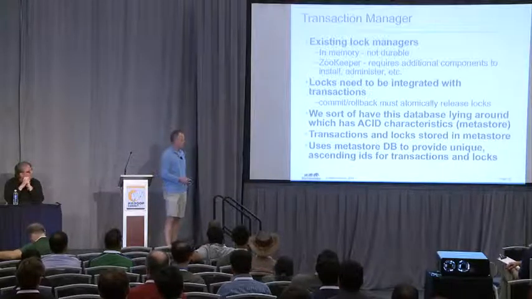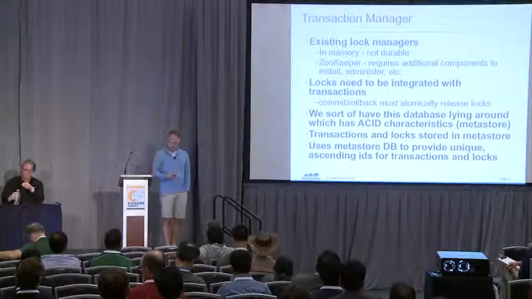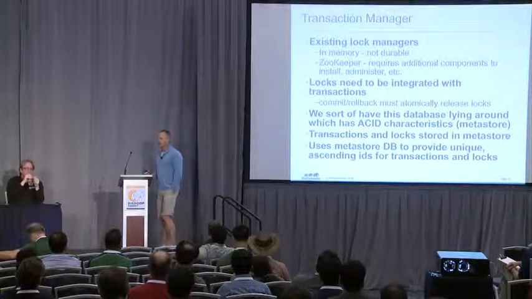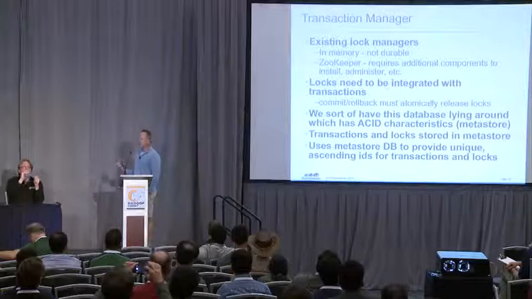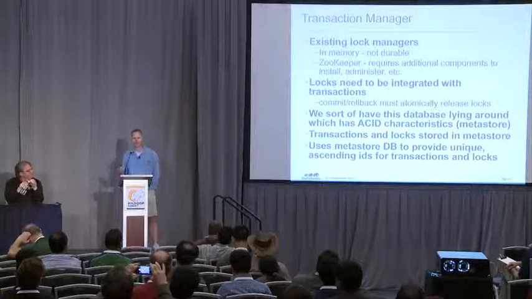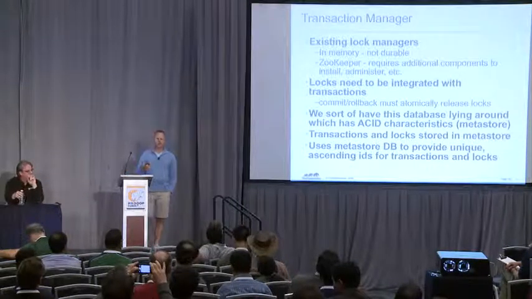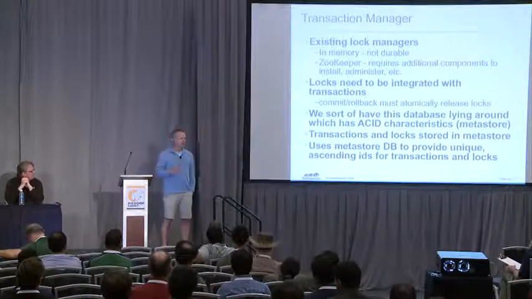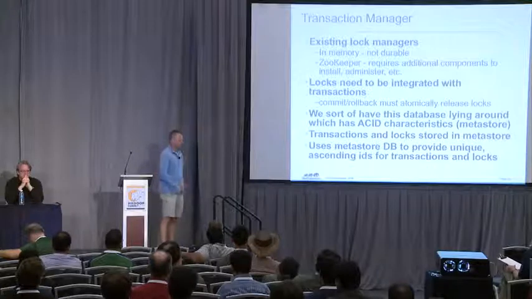And we use the Metastore to provide unique ascending IDs for both transactions and locks so that you can tell ordering going forward. This is also convenient because, since you're in a Hadoop cluster, you may or may not have time daemons running. We don't necessarily have a unique notion of time, right? So using the Metastore also gives us a consistent place to assign these IDs.